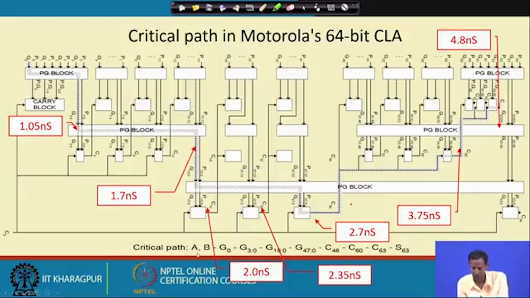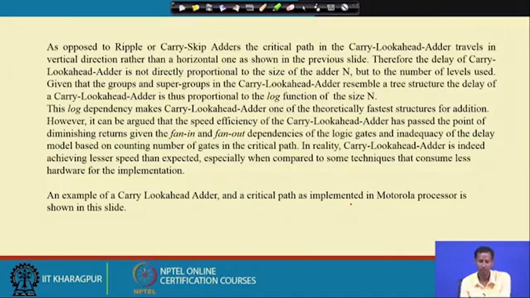So, this is the critical path: Z0 to Z30, Z15, G47, then C48, C60, C63 and then S63. Okay. That means C63 is used for S63. So, that will be the final critical path for this particular system. Okay. So, this chip is basically used in one of Motorola's chips.